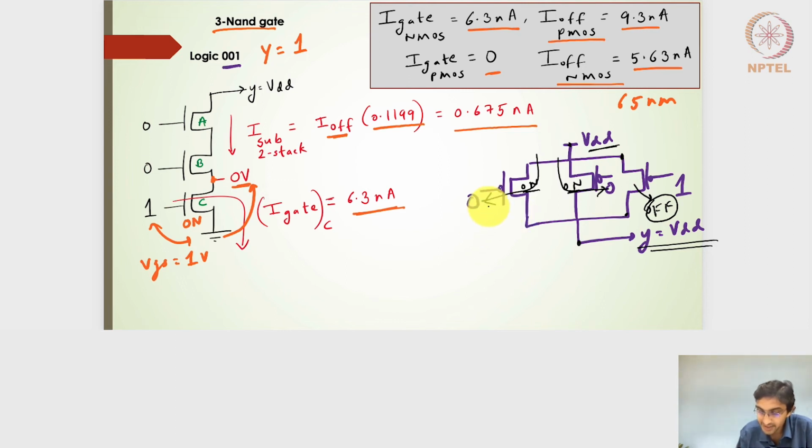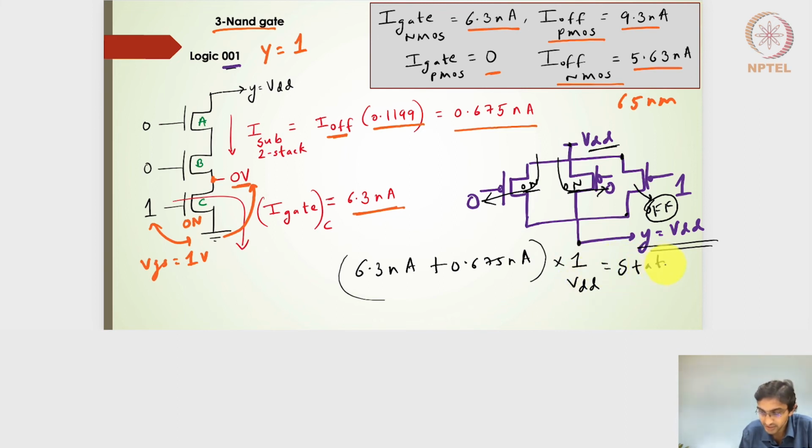And in fact, the gate leakage current of the PMOS side is going to be 0, and the subthreshold leakage current on the PMOS side is going to be 0. So the total leakage current for this particular logic of 0, 0, 1 turns out to be 6.3 nanoamperes plus 0.675 nanoamperes. And if I multiply by 1, which is nothing but the VDD value, I should be able to find out the static power for this particular logic.